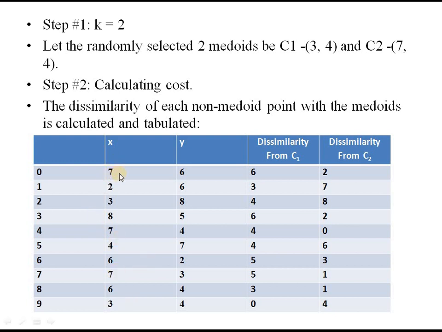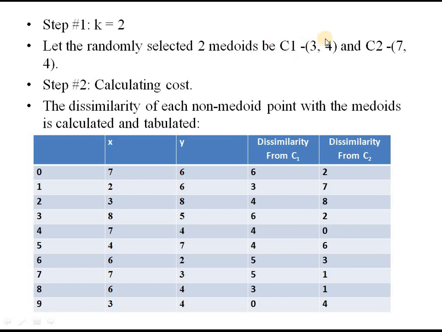Likewise for this one, 7 minus 3, 6 minus 4 equal to 6, and 7 minus 7 and 6 minus 4 plus values equal to 2. We apply the formula to find dissimilarities for C1 and dissimilarities for C2. Again, we just check how we can get 6 and 2.